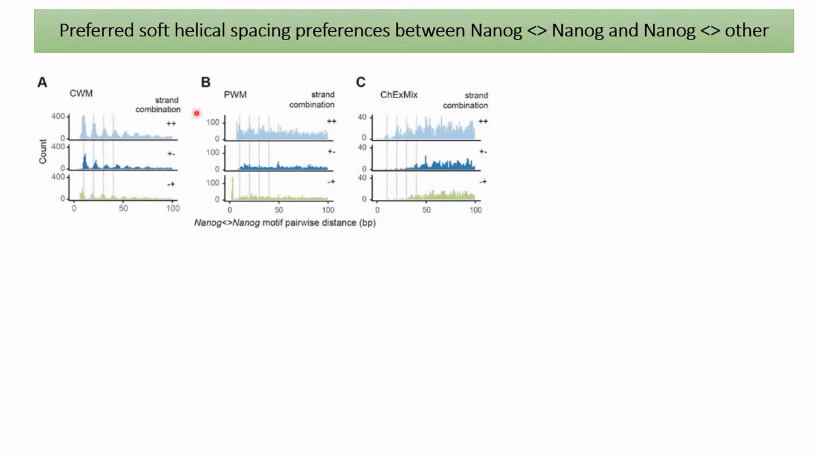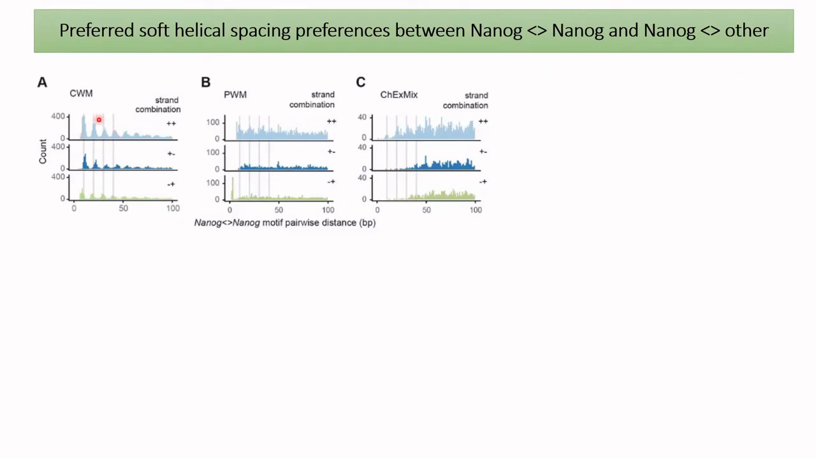If we just take combinations of Nanog with itself, so whenever we see two predictive Nanog motifs next to each other in a sequence, and we plot a histogram of how often we see different spacings, we don't see evidence of strict spacing, but we see very nice evidence of soft spacing constraints. You can see that there is a preferred spacing, again, 10.5 base pairs, that exponentially decays up to about 100, 150 base pairs.